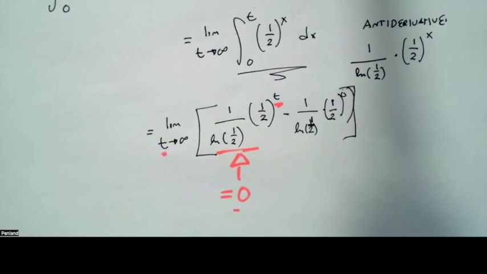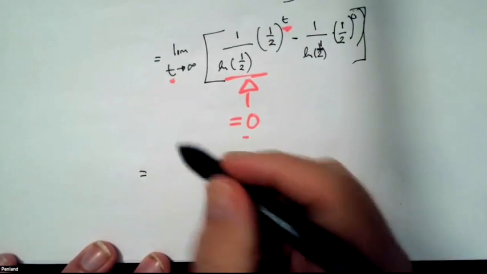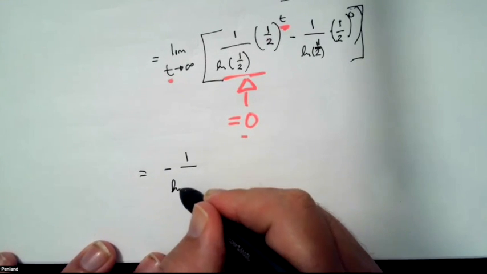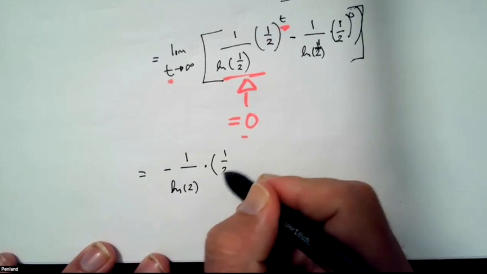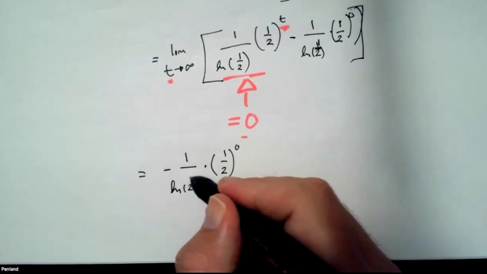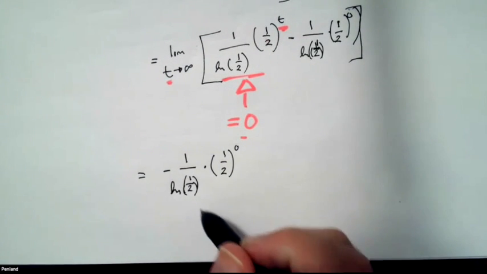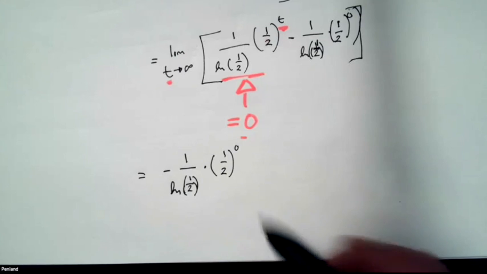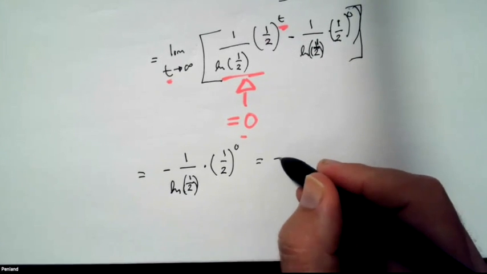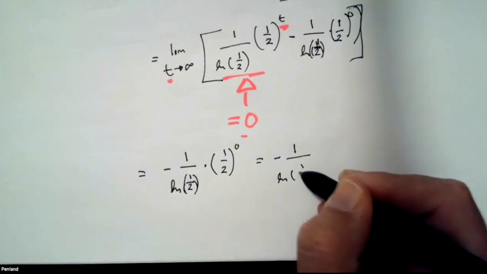So now I'm going to take the limit, and I'm going to get here that the answer is negative 1 over natural log of 1/2 times (1/2)^0, because I rewrote this in terms of 1/2. So this is negative 1 over natural log of 1/2 times (1/2)^0. (1/2)^0 is equal to 1, so this just becomes negative 1 over natural log of 1/2.